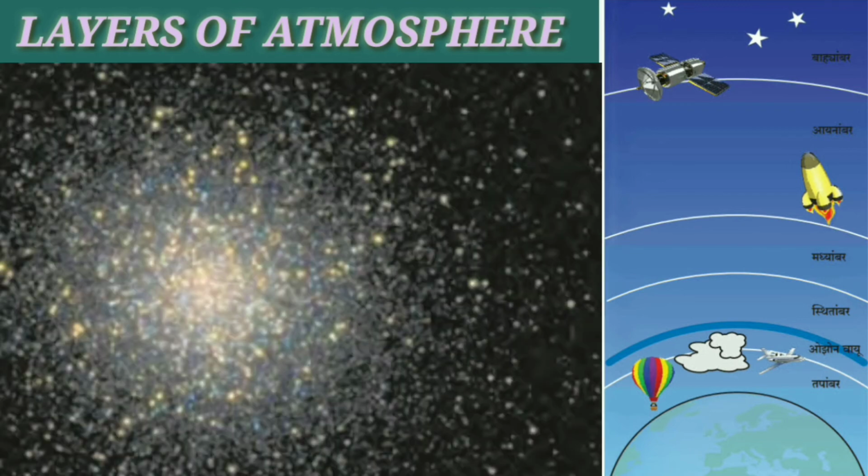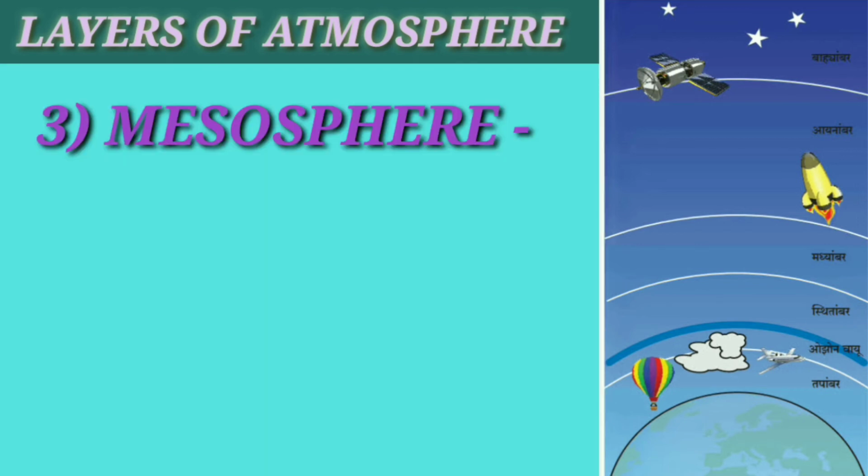Meteors and shooting stars are born in mesosphere. Mesosphere contains meteoric smoke particles containing elements like iron, magnesium, calcium, sodium, and potassium.